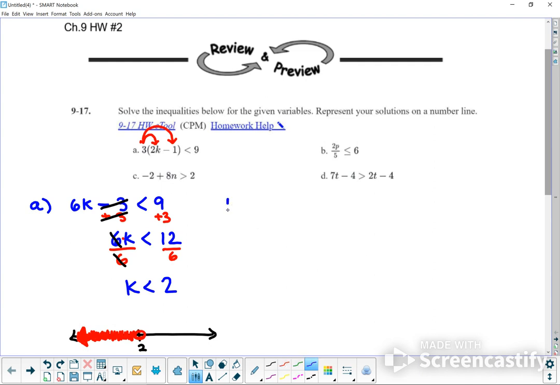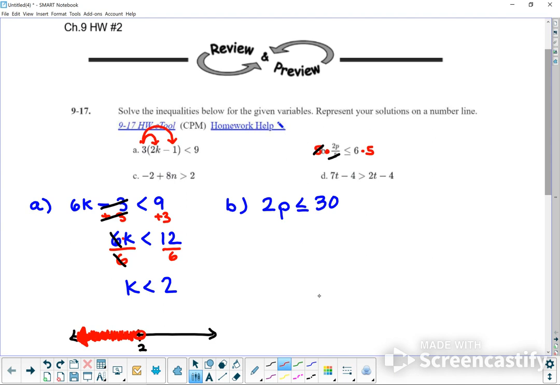Okay, B. So it's going to be 2p divided by 5 less than or equal to 6. You can do this in multiple steps. Since it's division by 5, let's multiply both sides by 5, because that's the inverse or the opposite of divided by 5. That multiplication by 5 is going to take out that division by 5, and you will have 2p less than or equal to, and now you just got to figure out what 6 times 5 is. That's going to be 30.